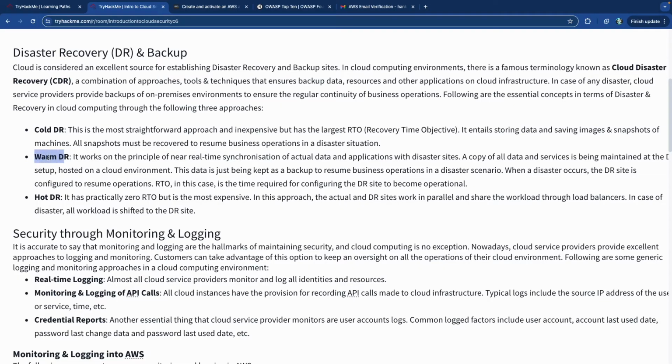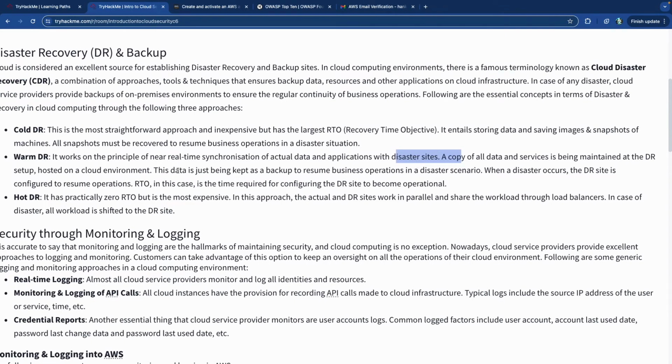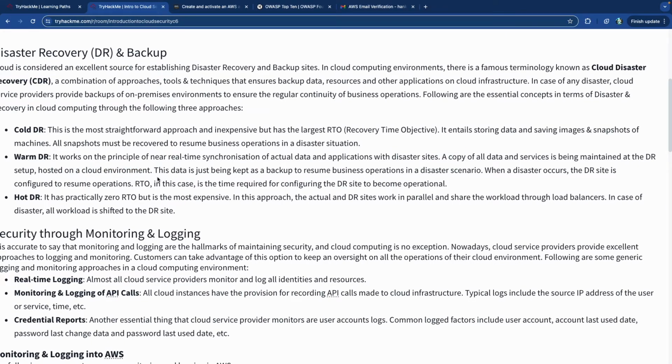Then you have warm disaster recovery, which is the near real-time synchronization of the actual data and applications with disaster sites. A copy of all the data and services is being maintained at the disaster recovery setup, hosted on a cloud environment, and it's just being kept as a backup to resume business operations in case something goes wrong. When a disaster occurs, the disaster recovery site is configured to resume operations, and in this case, the recovery time is the time required for configuring the disaster recovery site to become operational.